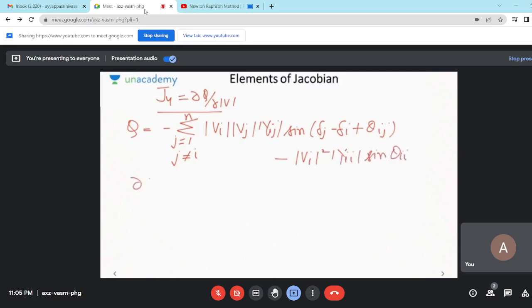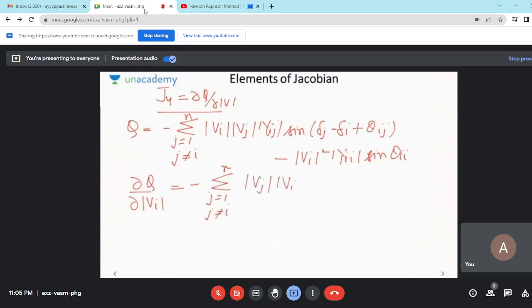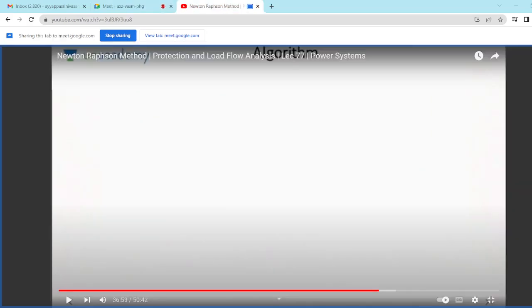Now if we want to find the diagonal element del Q by del mod Vi, then it will be minus sum j is equal to 1 to n, j is not equal to i, mod Vj mod Yij sine of delta j minus delta i plus theta ij, minus 2 mod Vi Yii sine theta ii. Now this term appears like the initial term, but here one.